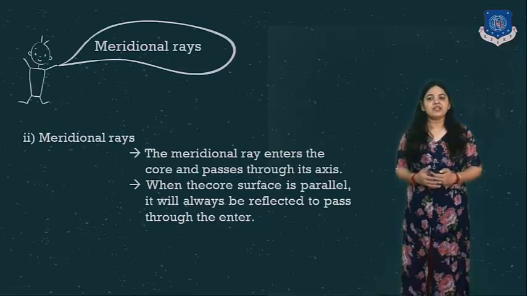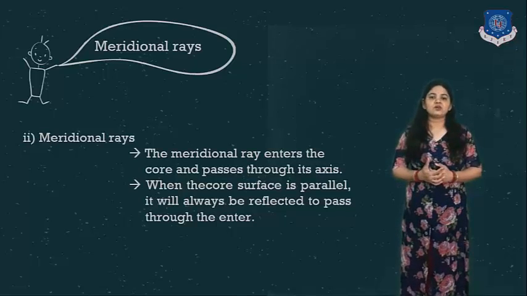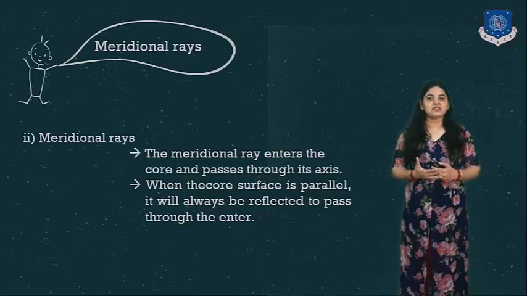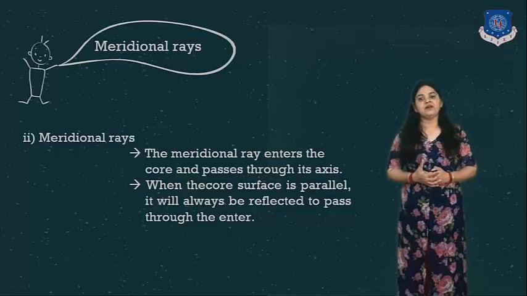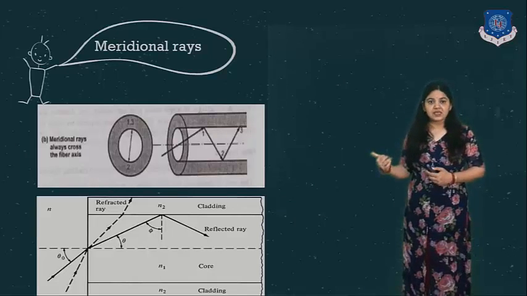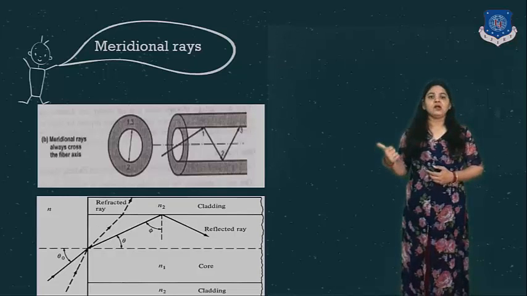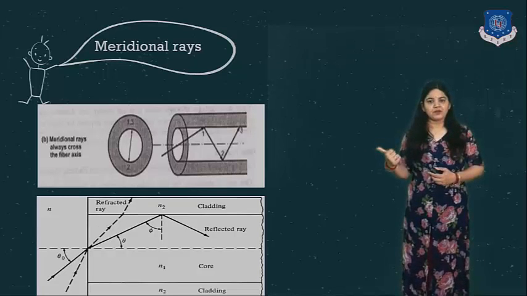Second is the meridional ray. This meridional ray enters the core and passes through the axis. Here the surface is parallel and the ray will always be reflected to pass through the center. So here you can see how the propagation of the ray is possible via the optical fiber.